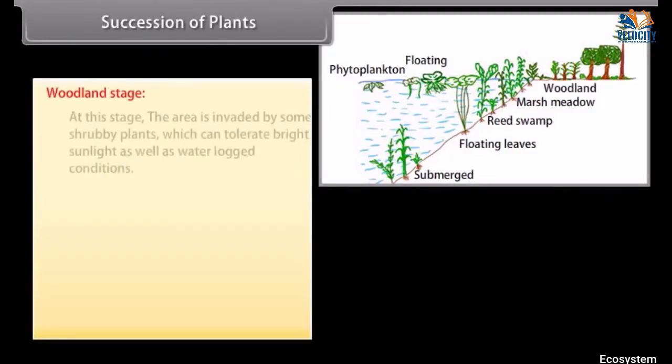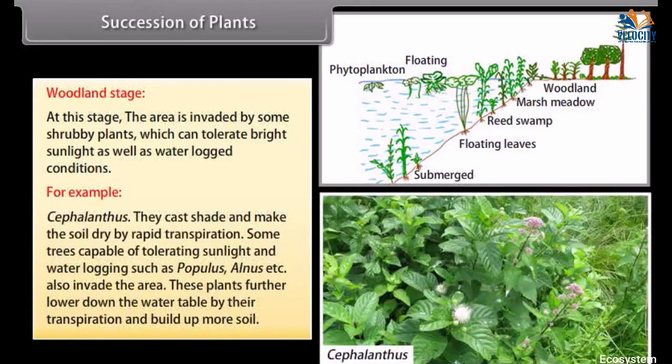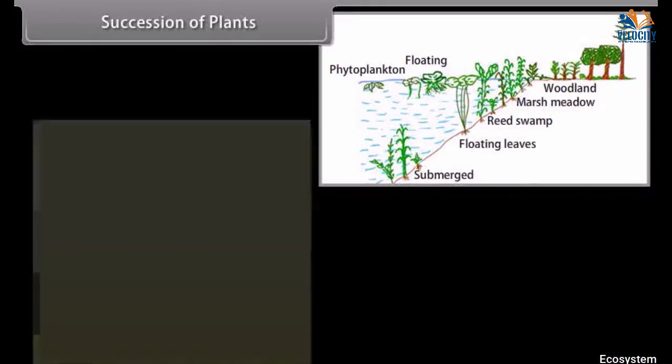Woodland stage. At this stage, the area is invaded by some shrubby plants which can tolerate bright sunlight as well as water-logged conditions, for example, Cephalanthus. They cast shade and make the soil dry by rapid transpiration. Some trees capable of tolerating sunlight and water logging, such as Populus, Alnus, etc. also invade the area. These plants further lower down the water table by their transpiration and build up more soil.